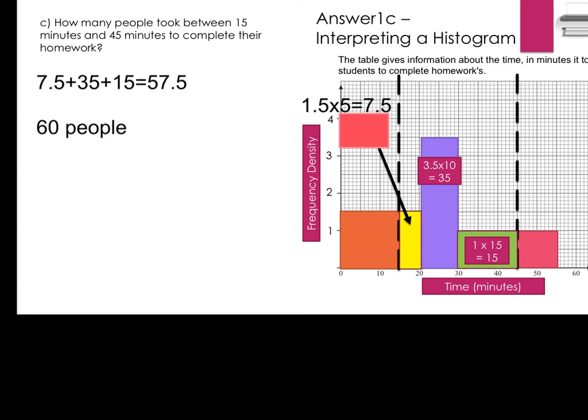And lastly, we want to know how many people between 15 and 45 minutes. So we've got 15 minutes and we've got 45 minutes. We put our lines. We found the area of each section. But the problem is with this section here, we've got 7.5 people. Now there's nowhere else to balance that out, so our answer would have been 57.5. Now, you can't have half a person, so we need to round that up for our final answer being 60 people. But it's important that you show both answers in the exam.